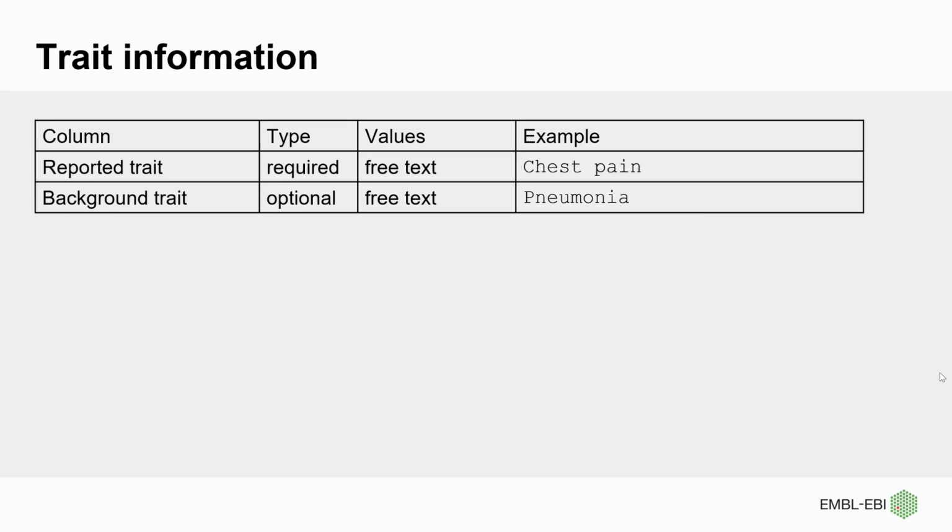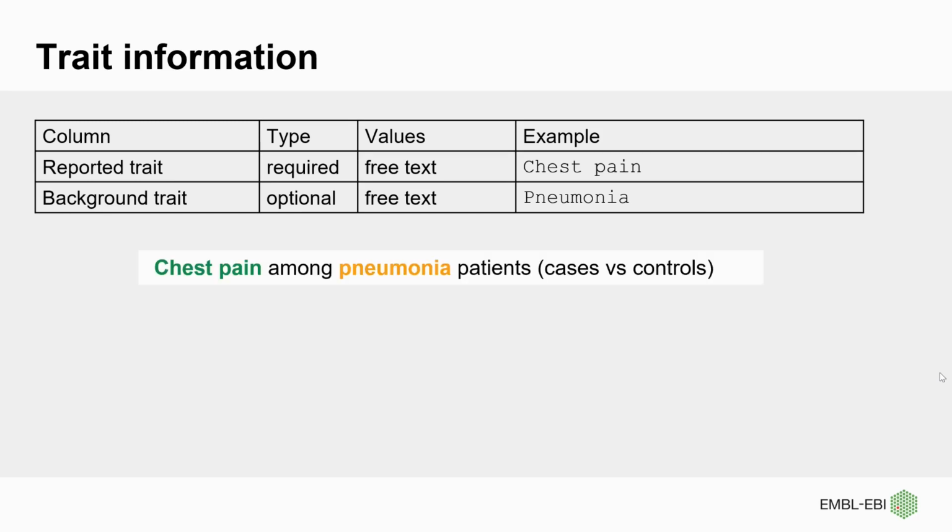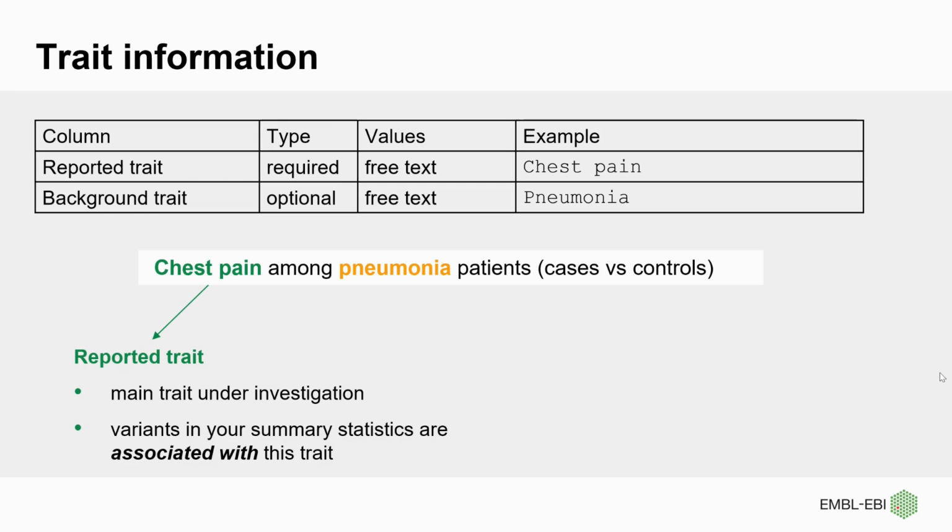Then there are 2 trait fields. So in my example from earlier, when we were looking for associations with chest pain in patients with pneumonia, in this case, chest pain we would call the reported trait. This is the main trait under investigation, and the variants listed in the summary statistics are being tested for association with this trait.